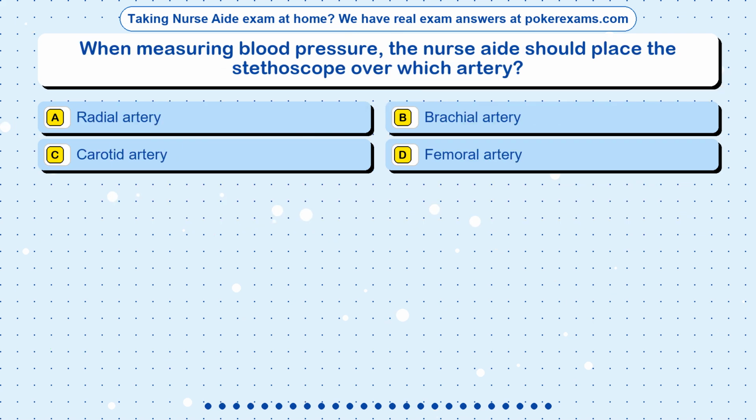Question 15. When measuring blood pressure, the nurse aide should place the stethoscope over which artery? Option A. Radial artery. Option B. Brachial artery. Option C. Carotid artery. Option D. Femoral artery.